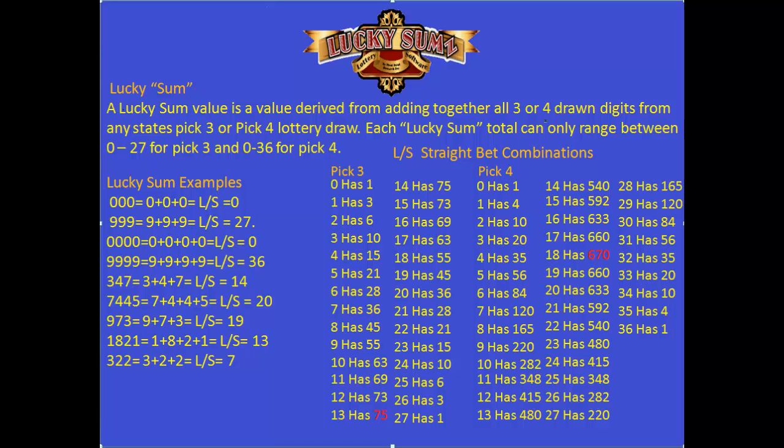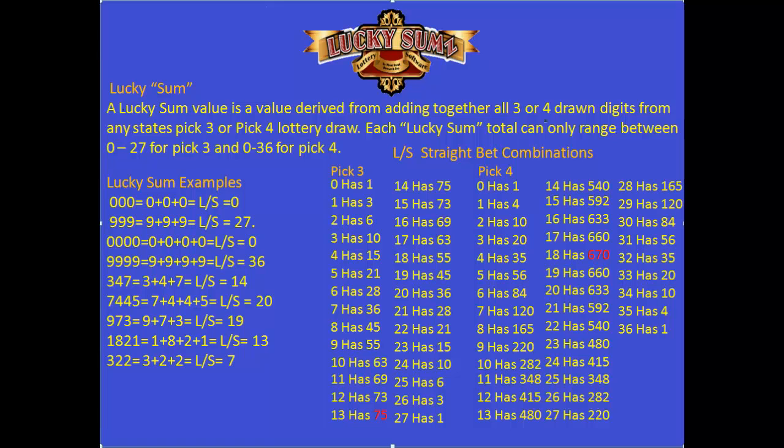Now, to take it one step further, taking for example the pick 3, as we start with 0 plus 0 plus 0 as a lucky sum 0, 0 only has one potential outcome. A lucky sum of 1 has 3 potential outcomes. Lucky sum 2 has 6. Lucky sum 3 has 10. All the way up to lucky sum 13, which has 75 potential outcomes.